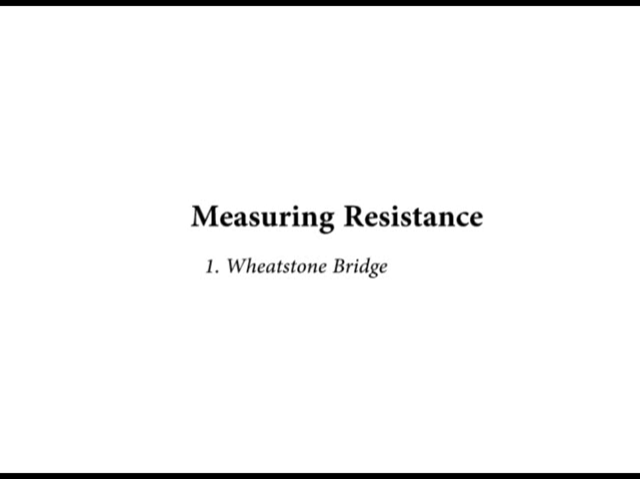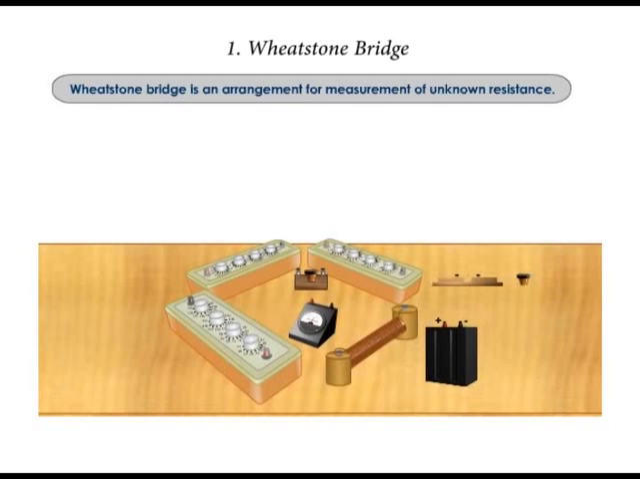The Wheatstone bridge method. The Wheatstone bridge is an arrangement for measuring unknown resistance. It consists of 4 resistors of resistance P, Q, R, and S connected together to form a quadrilateral or a bridge ABCD. The pair of opposite junctions B and D is connected through a galvanometer, and the other pair of opposite junctions A and C is connected through a battery and a switch.